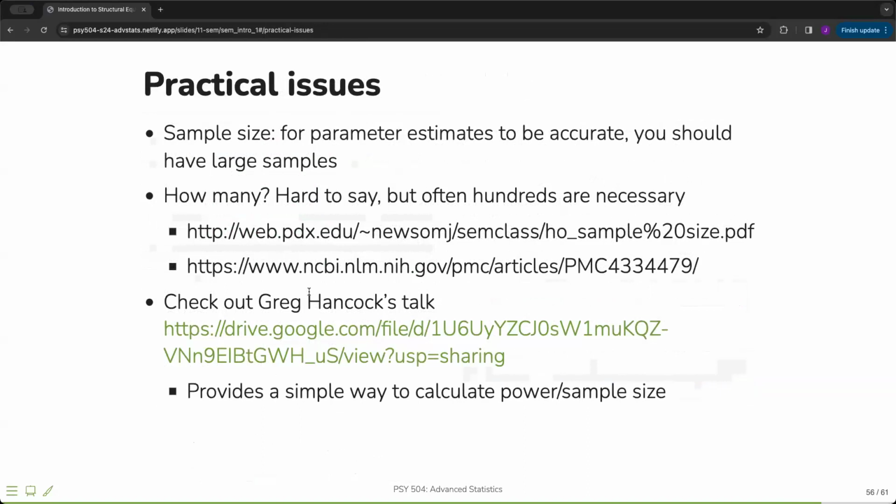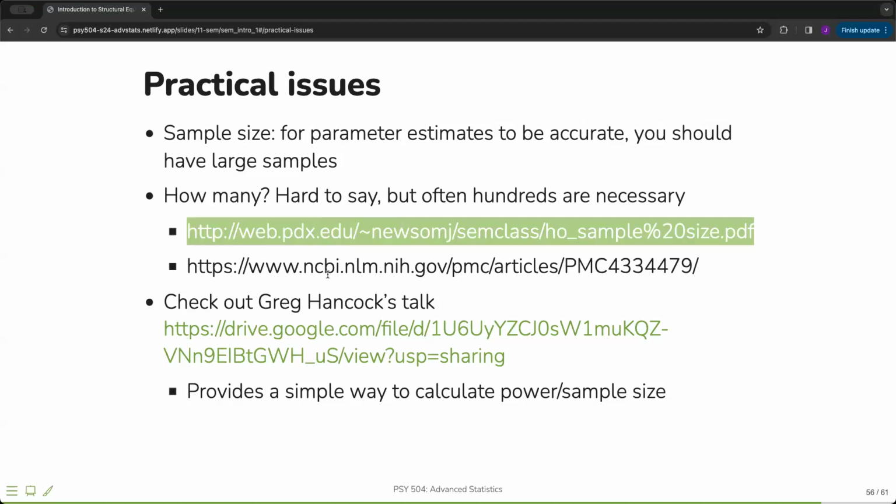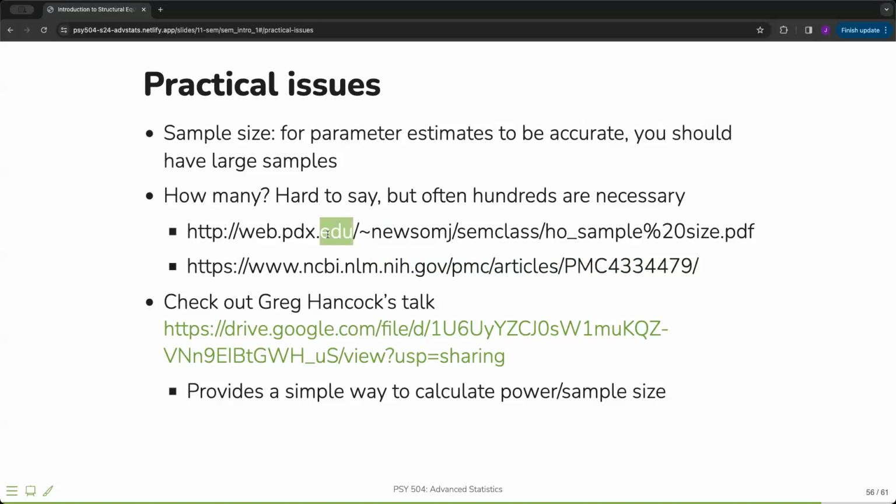Now I want to talk a little bit about some practical issues associated with structural equation modeling. One of those issues is sample size. So how many people do we need in our structural equation modeling? Unfortunately, there's not an easy answer for this. You'll probably need hundreds of people to actually perform structural equation modeling. I've included some references if this is something you're particularly interested in, if you're thinking about performing structural equation modeling.